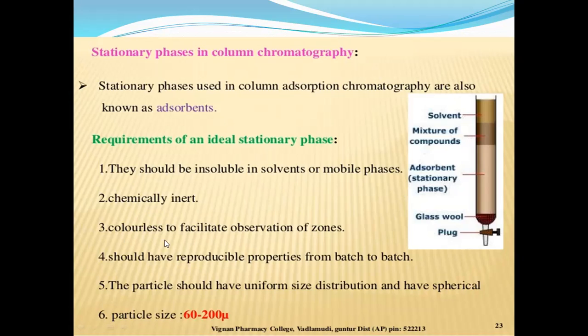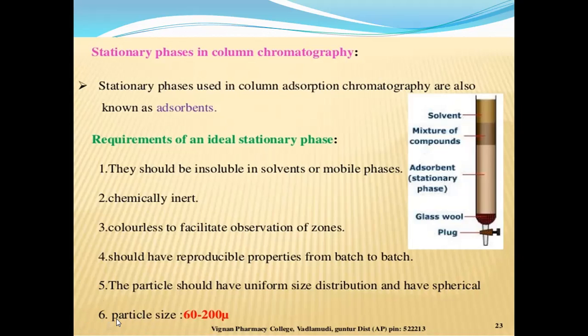So to visualize the colors of the components, our stationary phase should be colorless and should have reproducible properties from batch to batch. That means again we can reuse it. The particle should have a uniform size distribution and be spherical. So it is very important that the particle size of our stationary phase is uniform. All particles present in our silica gel or alumina should be the same size and should be spherical.